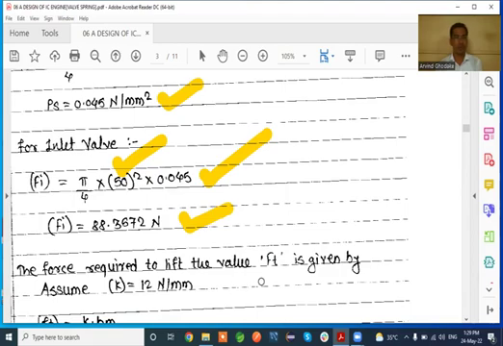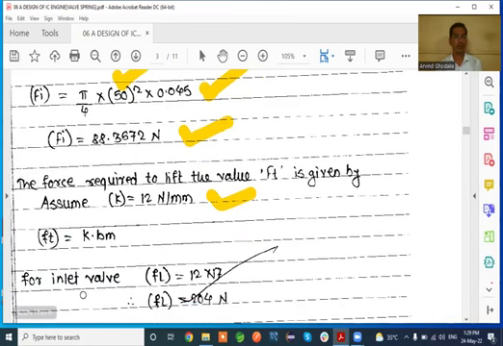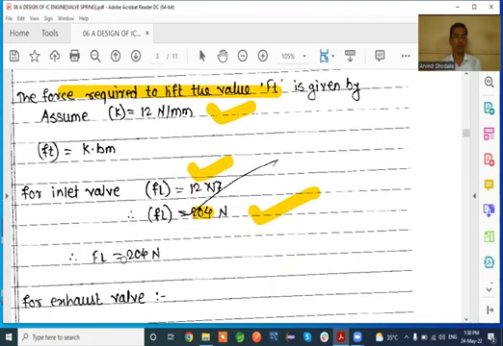The force required to lift the valve, Fl, is given by, assuming K is equal to 12 kilonewton per meter, Fl is equal to K into Bm. Therefore, for the inlet valve, Fl is equal to 12 into 17. So Fl is equal to 204 Newton. So the force required to lift the valve Fl is equal to 204 Newton. This is for the inlet valve.